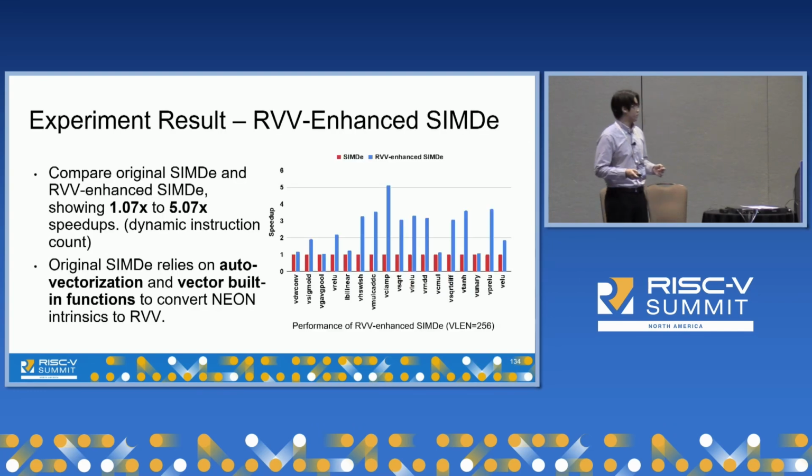So the first experiment is we compare the original SIMD Everywhere conversion with our RVV-enhanced SIMD Everywhere. So we can see a 1.07 speedup to 5.07 speedup in terms of dynamic instruction counts. And the original SIMD Everywhere flow isn't just converting to a scalar program. It also utilizes auto-vectorization and vector builtin functions to produce the RVV program. But we can still outperform it because we directly use the RVV intrinsics to implement them.